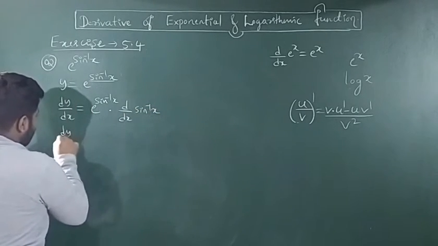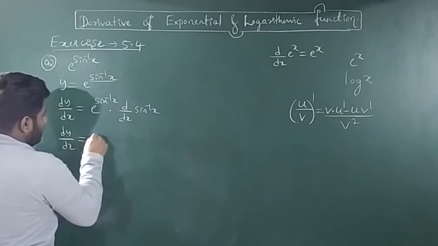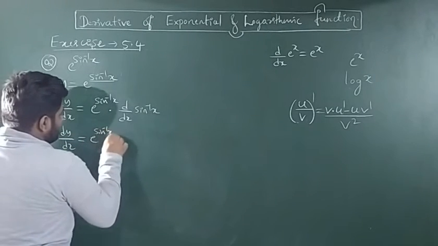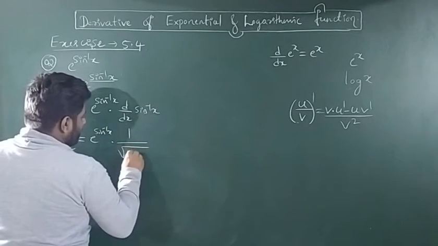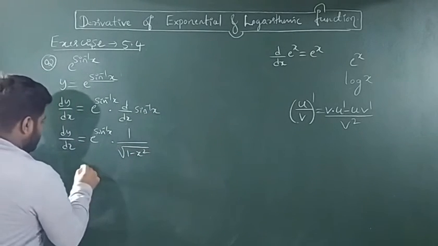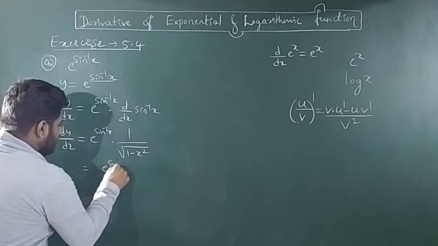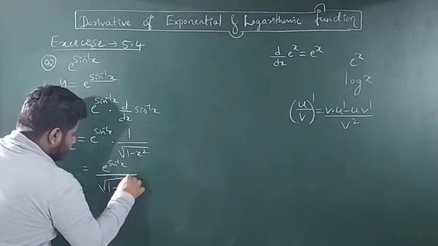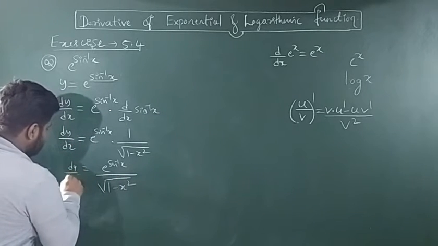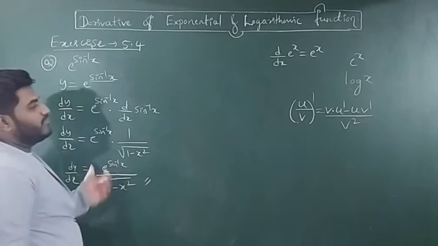Then dy by dx equal to e raised to sine inverse x into the differentiation of sine inverse x, which is 1 divided by square root of 1 minus x square. So totally we are getting e raised to sine inverse x divided by square root of 1 minus x square as the final answer for this. So I hope you understood.